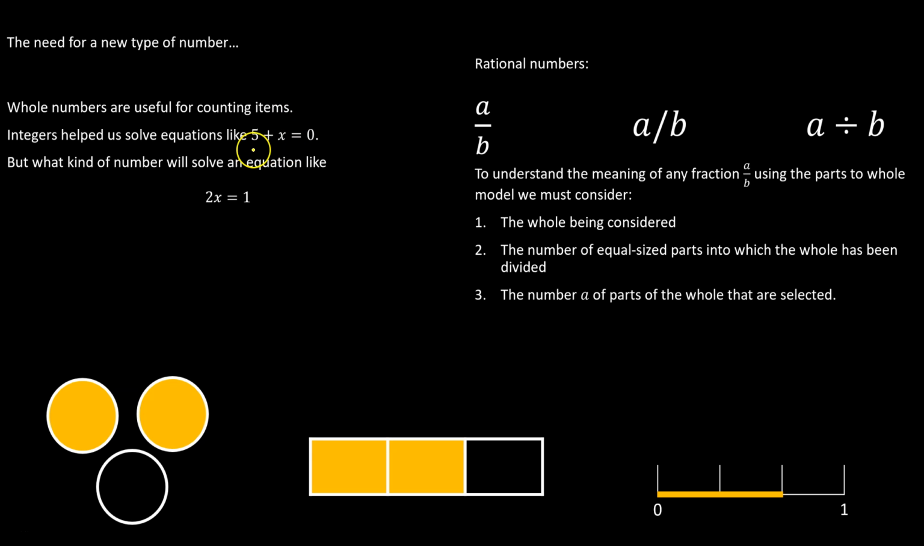For example, the equation 5 plus some mystery number equals 0. We learned that there are no whole numbers that will make that work. In fact, the only number that does make that work is an integer like -5. But then if we look at an equation that says 2 times some mystery number is equal to 1, we see yet again that we don't have a number yet without fractions that would make this work.